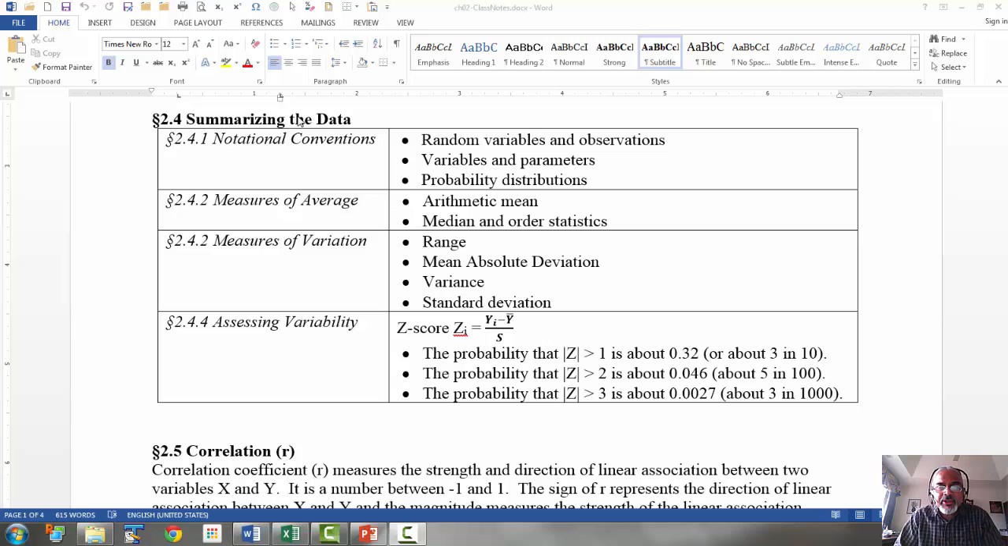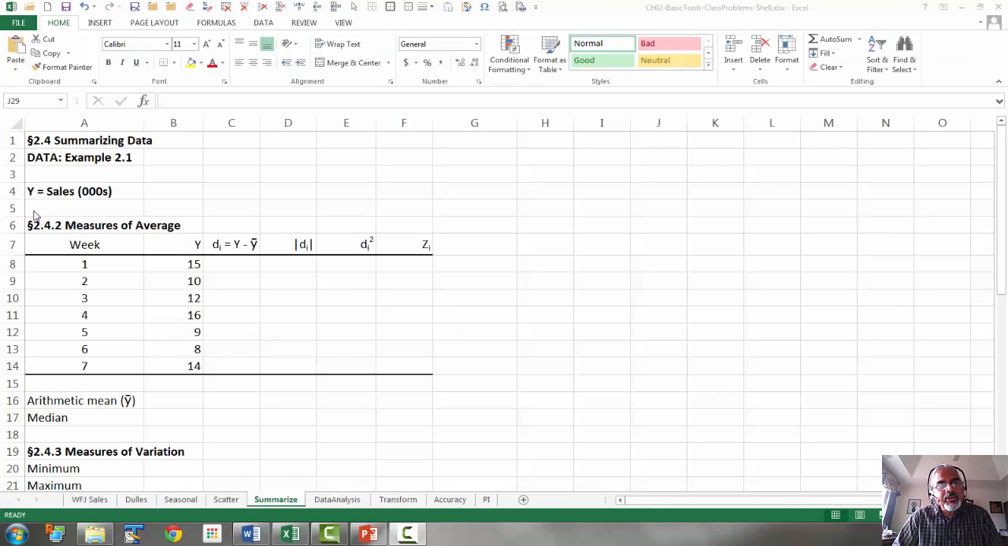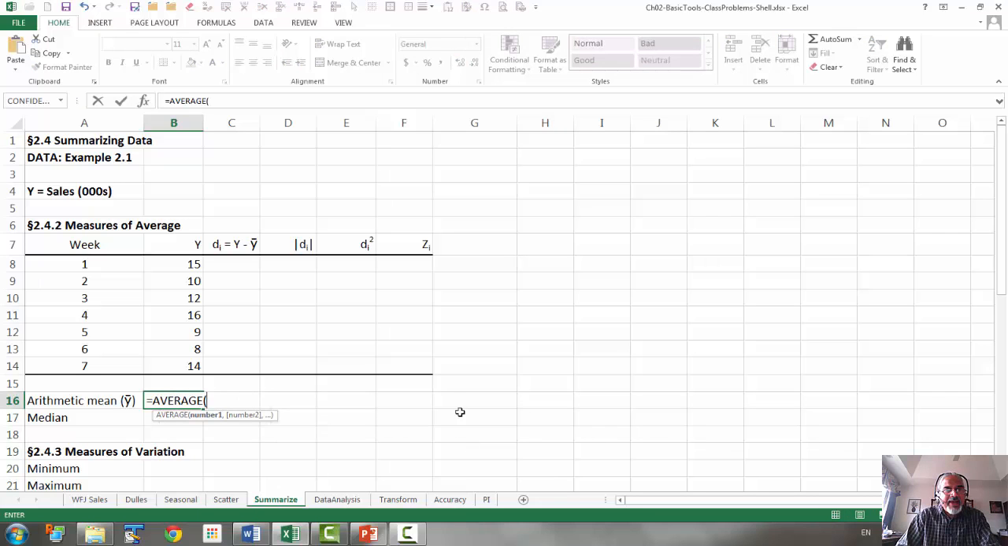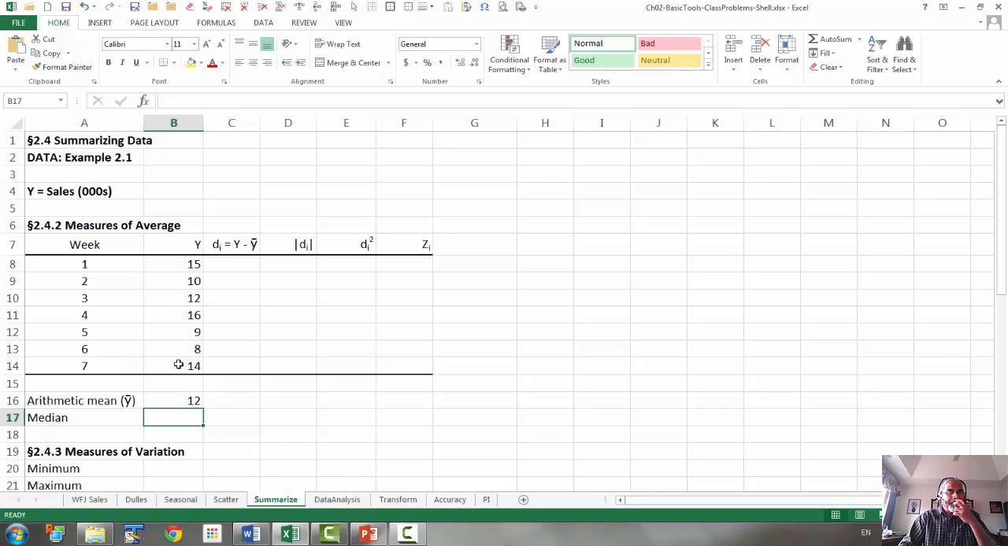Let's look at examples in Excel. Let's look at this data, where we have time series data for the last 7 weeks, and what the sales in thousands were for those 7 weeks. If you want the arithmetic mean, all we have to do is sum these numbers and divide by 7. So that will give us the arithmetic mean. Or in Excel, we can use the average function on that range. So that will give us the average sales per week.